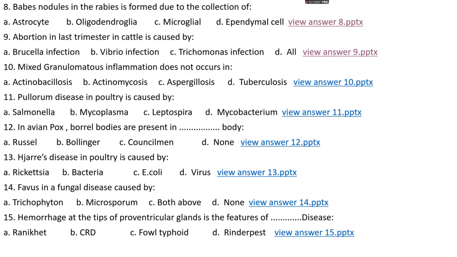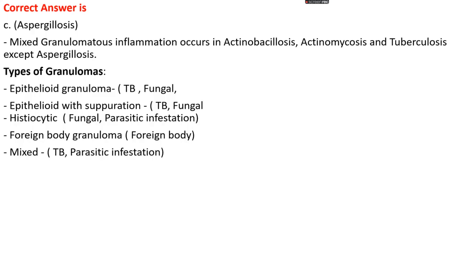Okay. Question number 10. Mixed granulomatous inflammation does not occur in option A, actinobacillosis, option B, actinomycosis, option C, aspergillosis, option D, tuberculosis. The right answer is option C, that is aspergillosis. Mixed granulomatous inflammation occurs in actinobacillosis, actinomycosis, and tuberculosis, except aspergillosis.